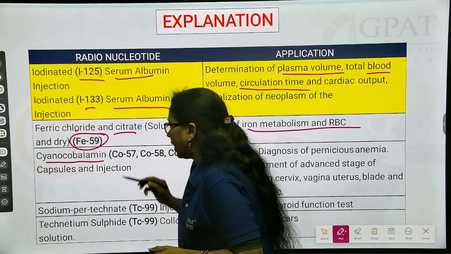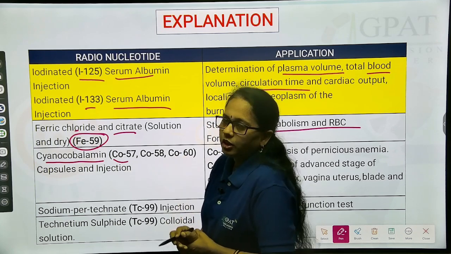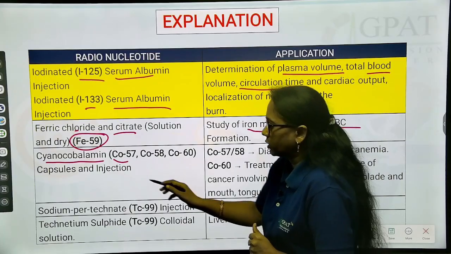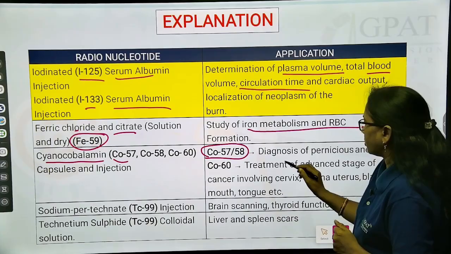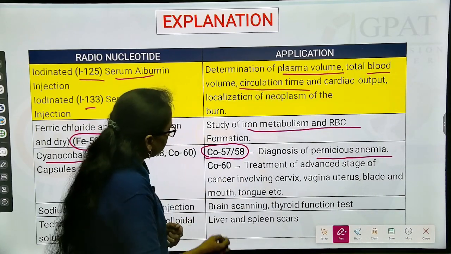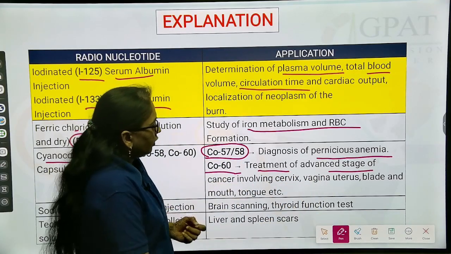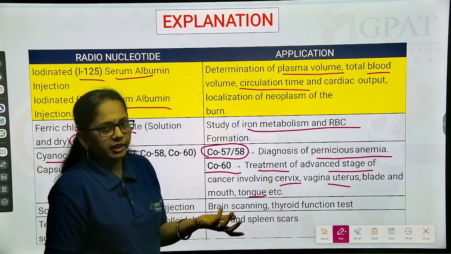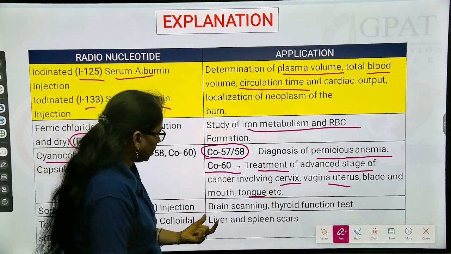Next, cyanocobalamin, cobalt cyanocobalamin, we know that it is vitamin B12. In this, cobalt 57, 58 and 60, different types of isotopes, in the form of capsules as well as injection, are used. Majorly cobalt 57 or 58 is used in the diagnosis of pernicious anemia, whereas cobalt 60 is used in the treatment of advanced stage cancers involving the cervix, vagina, uterus, bladder and mouth. In order to treat these cancers, cobalt 60 is used.